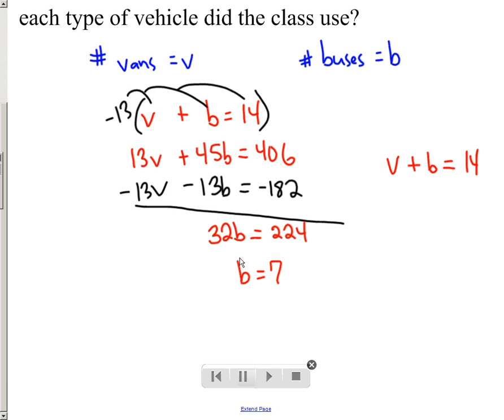Now, how do we get vans? You go back to the original equation, you plug in what you know. So that bus was 7, we'll plug that 7 right in for it, and we can solve and know that we had 7 vans.